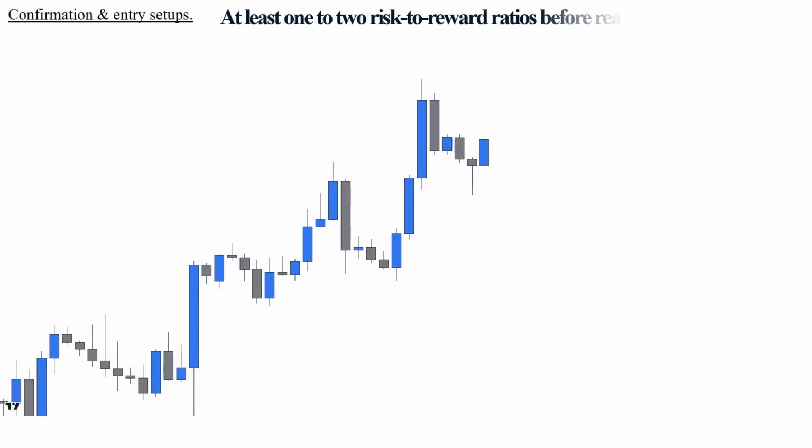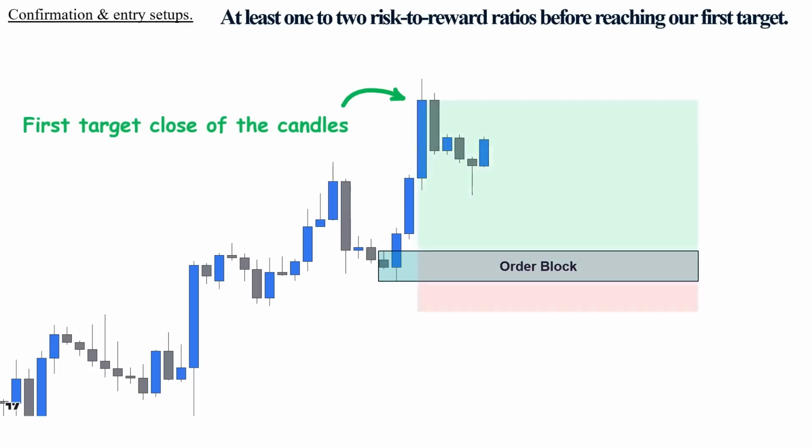First of all, we always look for trades with at least a 1 to 2 risk-to-reward ratio before reaching our first target. Our first target is the latest high that the price recently created. So, if your setup has a 1 to 2 risk-to-reward ratio, you can set your entry at the start of the order block and place your stop below the swing low to give the price room to breathe.